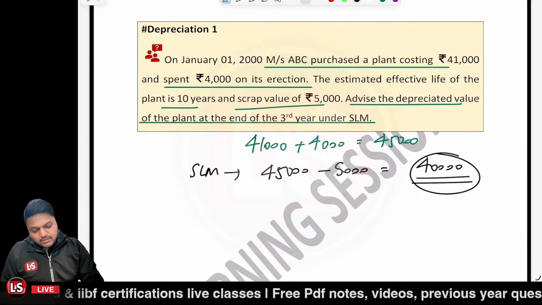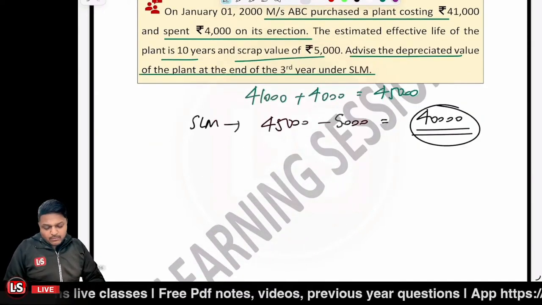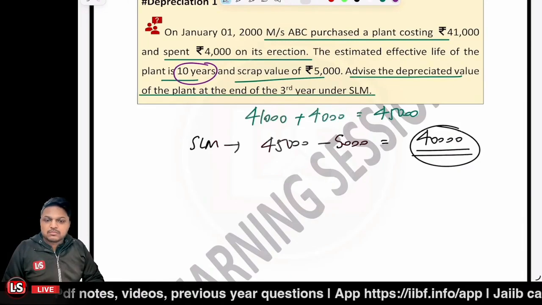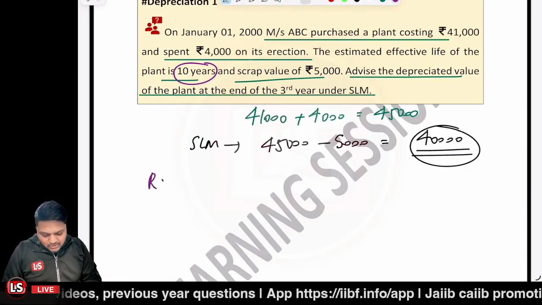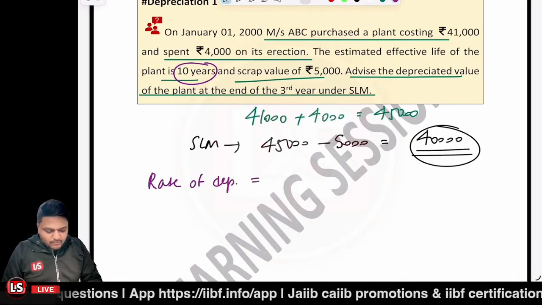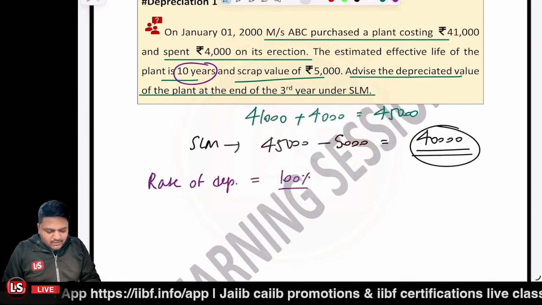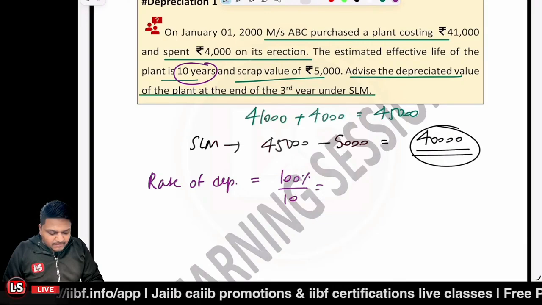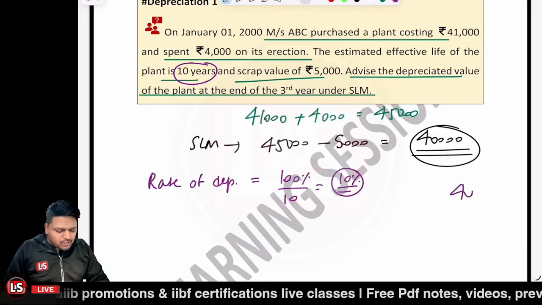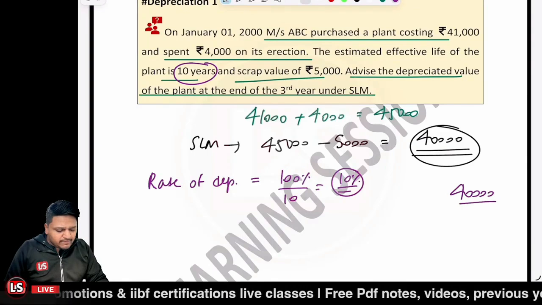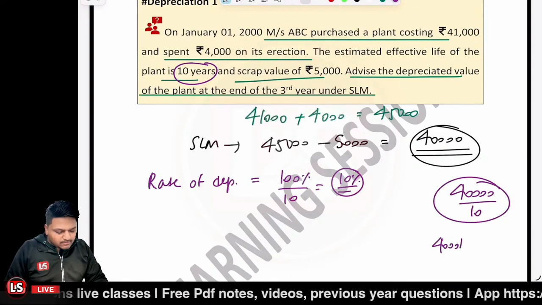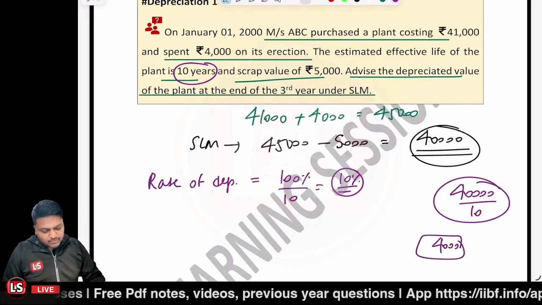So what would the depreciation amount be? Because the useful life is given to be 10 years, what will be the rate of depreciation? If we calculate the rate of depreciation, it would be 100% divided by the useful life, that is 10%. Or simply we can say the depreciation amount would be 40,000 divided by 10, that is 4,000 rupees per year. That is the depreciation, right?